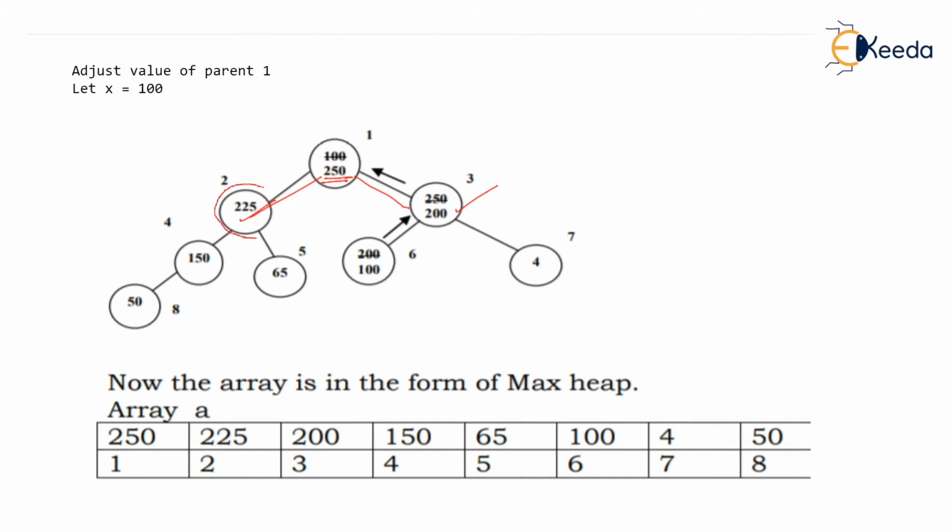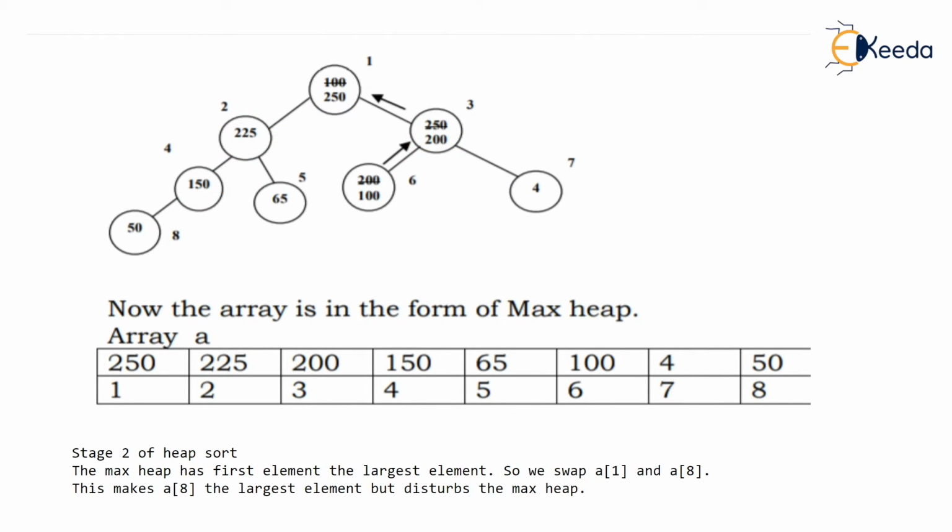And watch out that parent number 1 is now storing 250, which is greater than both the children, 225, 200. The second node is storing 225, which is greater than both the children. The fourth node is storing 150, which is greater than its child, 50. And the third node is storing 200, which is greater than both the children. That means all the parents are greater than their children. So this is max heap. In summary, to get max heap, you adjust all the parents in the reverse order. Start from the last parent number and go up to the first parent number. Now do you understand this array?